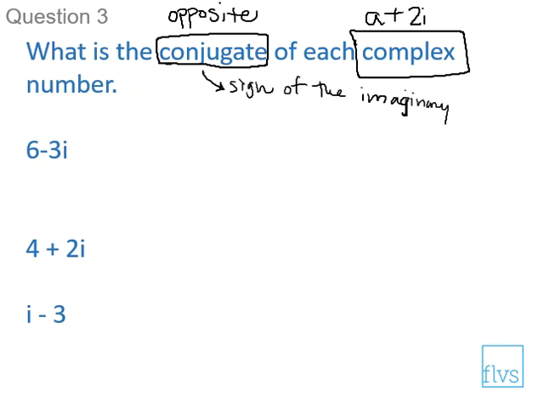So changing the sign of the imaginary term here would become 6 plus 3i. Again, changing the sign of the imaginary term, this would become 4 minus 2i. And for this one, if we change the sign of the imaginary term, it would be negative i minus 3.